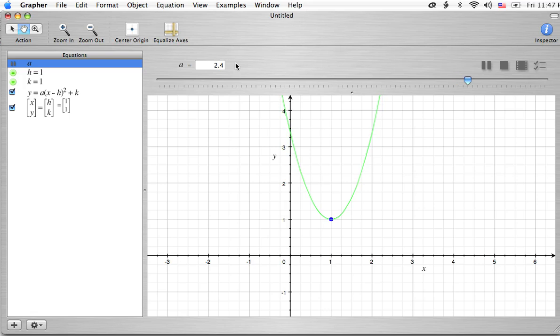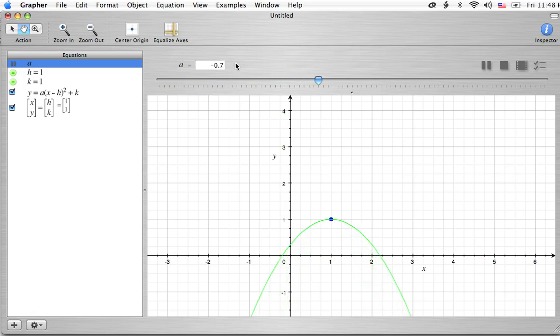We can see that a is increasing right now, and as it increases we see that the parabola gets narrower. As it now comes down, it's getting wider. As it approaches 0, it's going to become basically a straight line, and as it becomes negative, the graph will now narrow as it heads towards -4, and it opens downward, obviously.